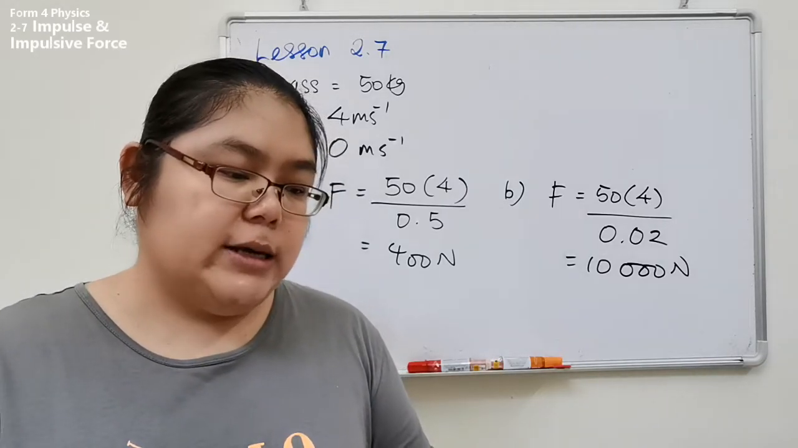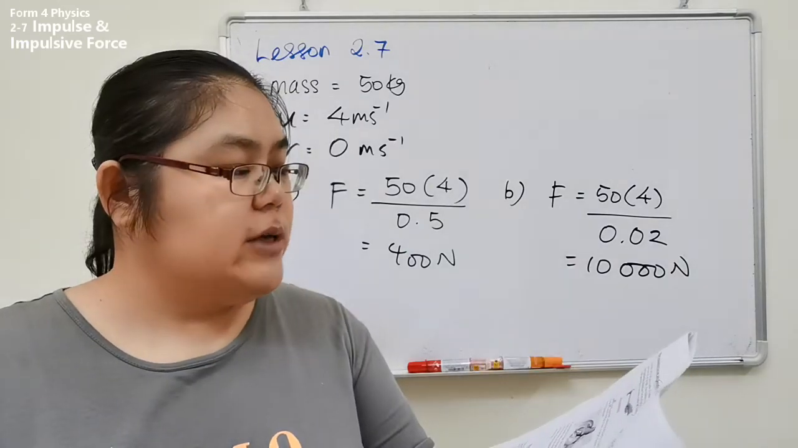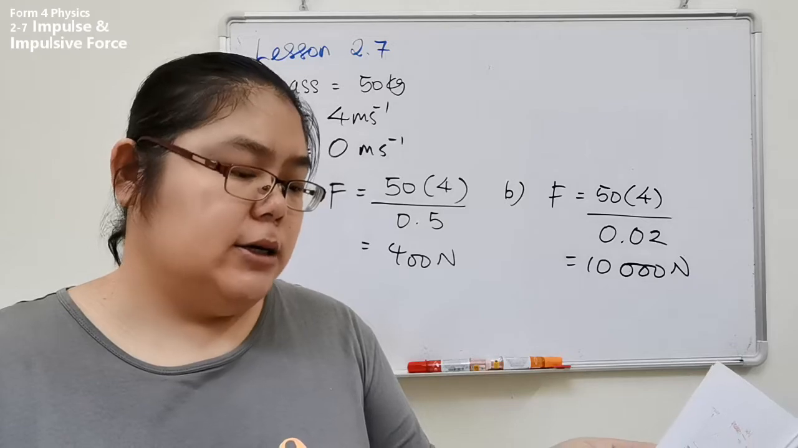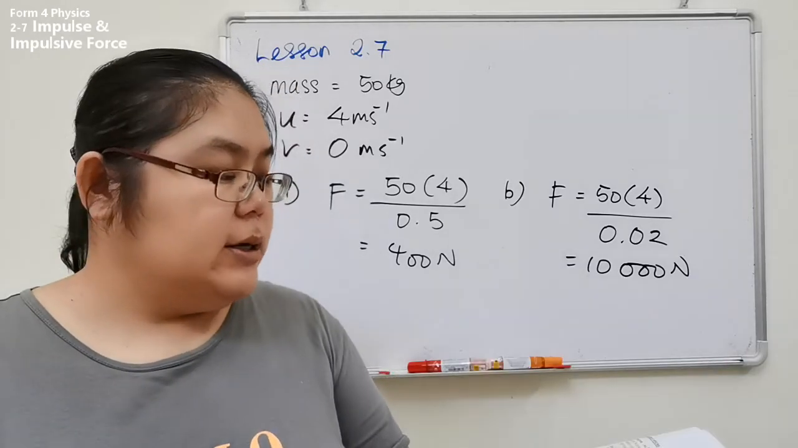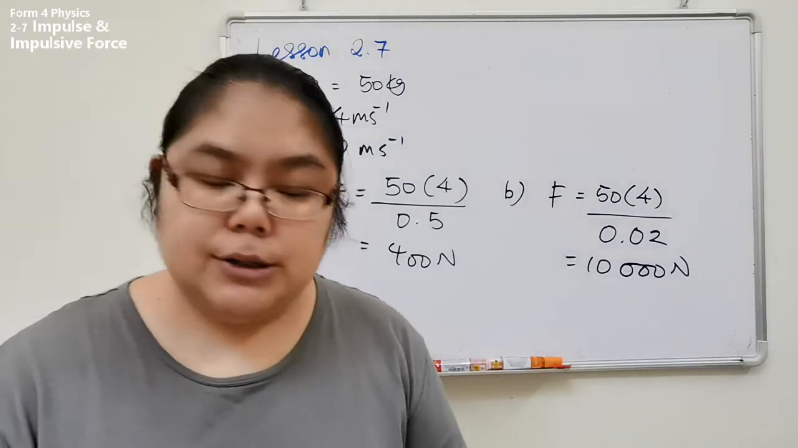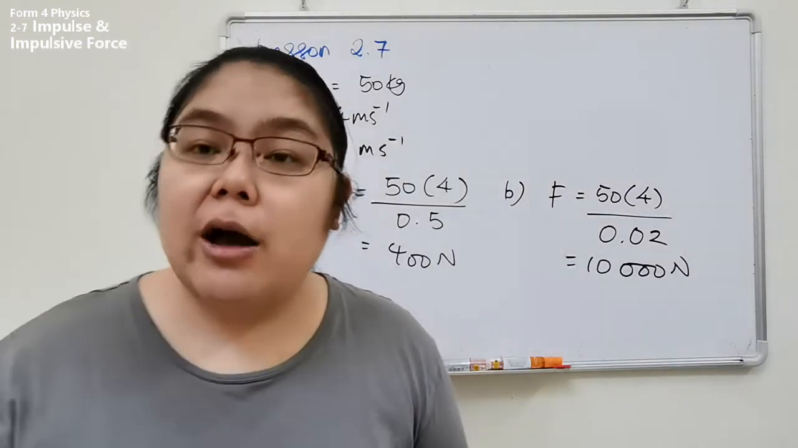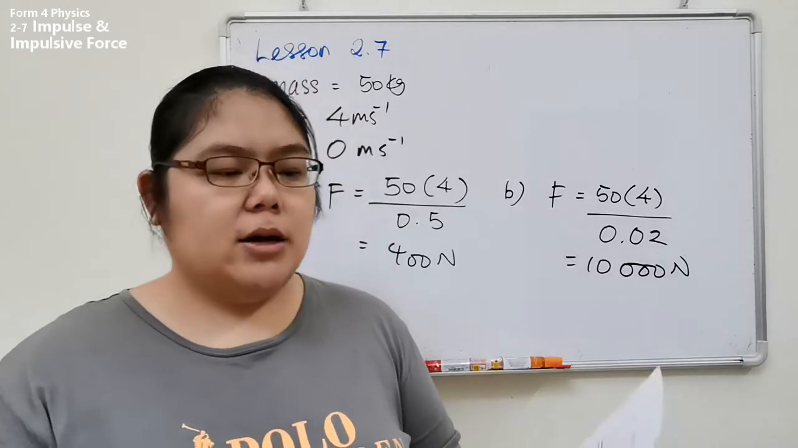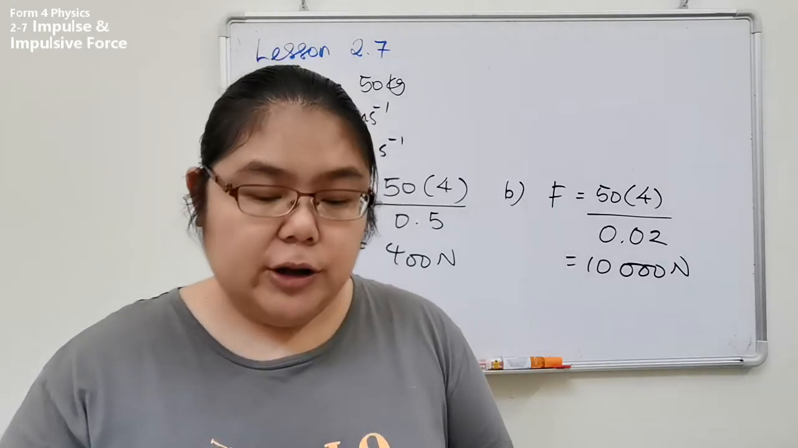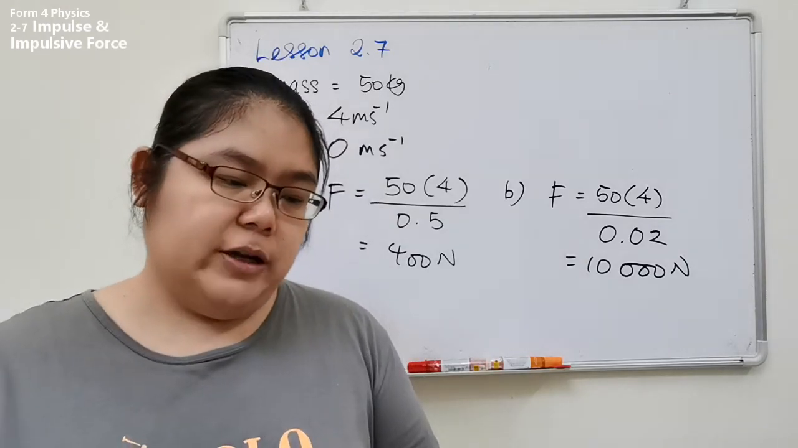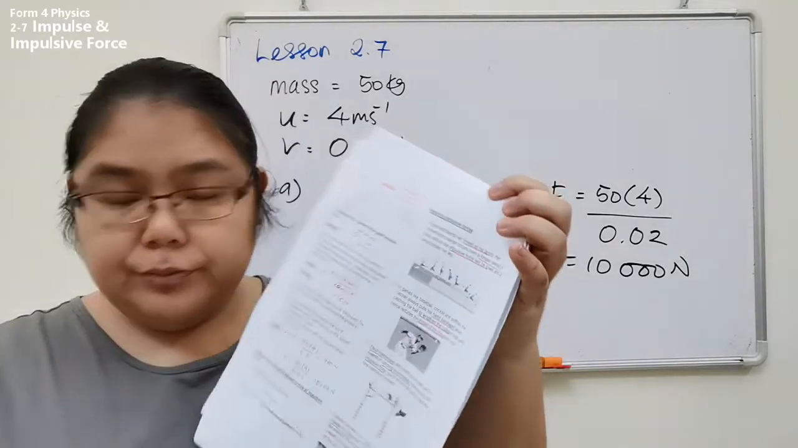Okay, then the following, the reducing of the impulsive force and also the increasing. One is a benefit, another one is disadvantageous. In some situations we need the impulsive force to be higher, it can help us do something. Another one we want to reduce, because we don't want injury. So from here, I will show you some diagrams you can refer to.